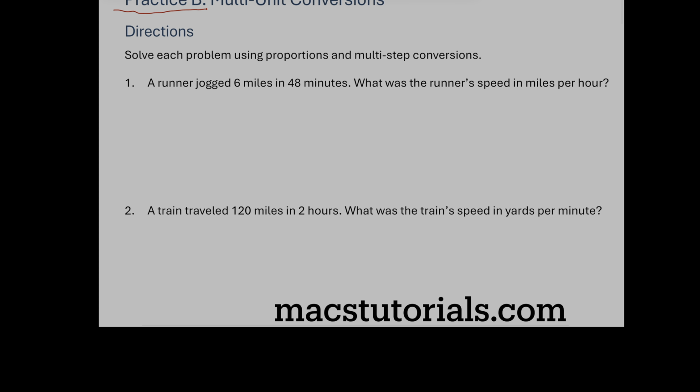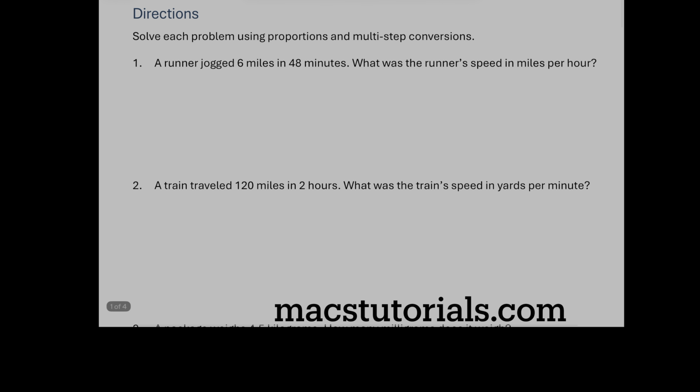Okay, so here we go. We're going to do some conversions. I'll start off slow, and then we'll start working a bit faster. A runner jogs 6 miles in 48 minutes. 6 miles in 48 minutes.